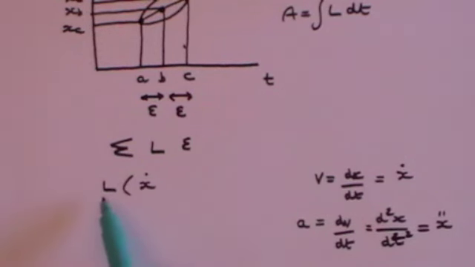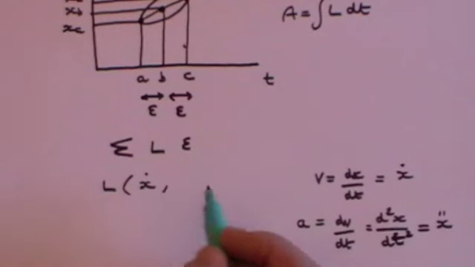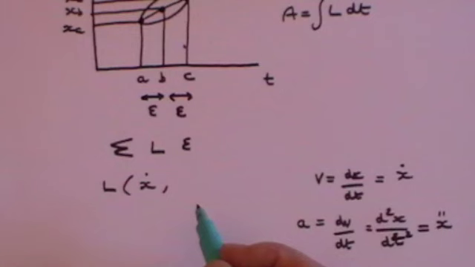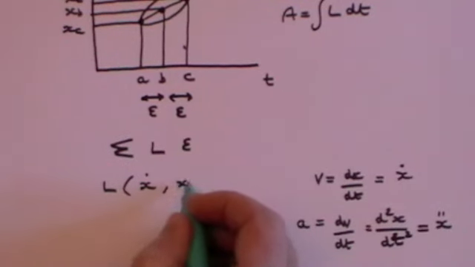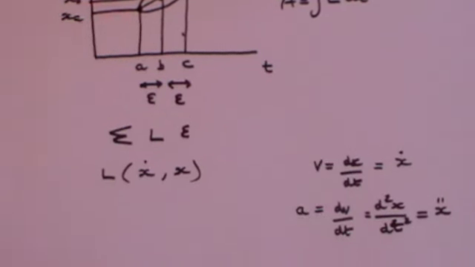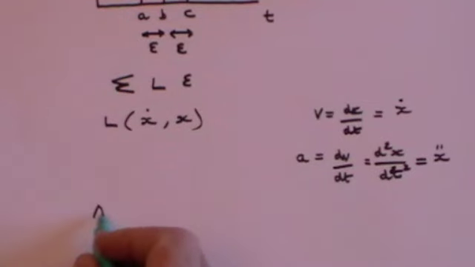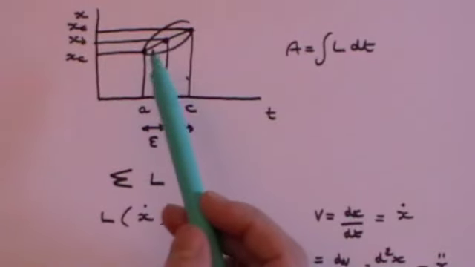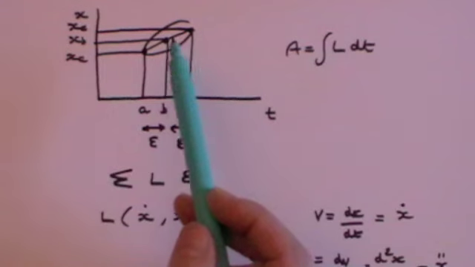So we can say that the Lagrangian is a function of velocity because it's a function of kinetic energy, and that's x dot. And we can also say that the Lagrangian is a function of potential energy, and potential energy is a function just of distance, x. So the Lagrangian actually has two variables associated with it, velocity and distance.